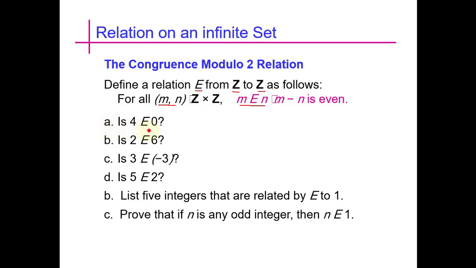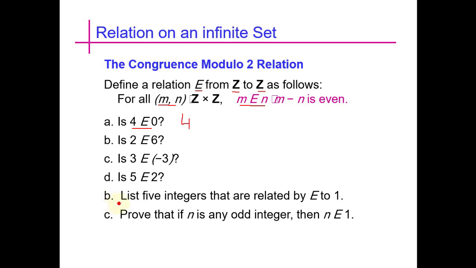Is 4 E 0? We are checking whether 4 is related to 0, so we need to subtract both and check whether the result is divisible by 2 or not. 4 minus 0 is 4 and it is divisible by 2, and hence the pair 4, 0 is contained in E. Just like this we can check B, C, and D.